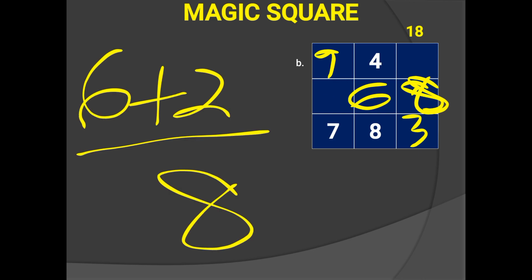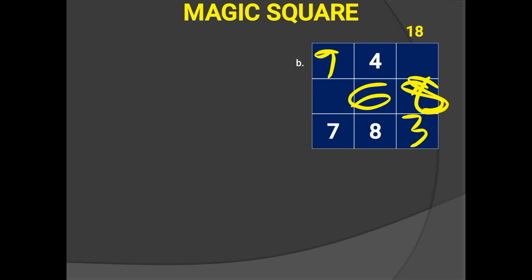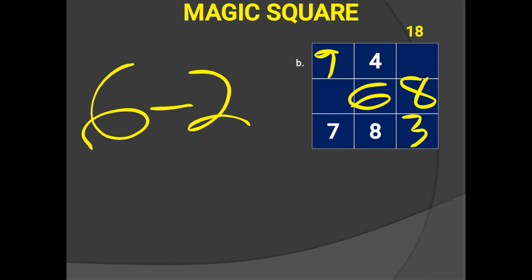So let me clean my board again. Let me write my 8 well. So I have 8 here. Good. Now I've added 2. I had 8. I've written it. Now I have to subtract 2. So 6 minus 2 will give me what? 4. 6 minus 2 is 4.